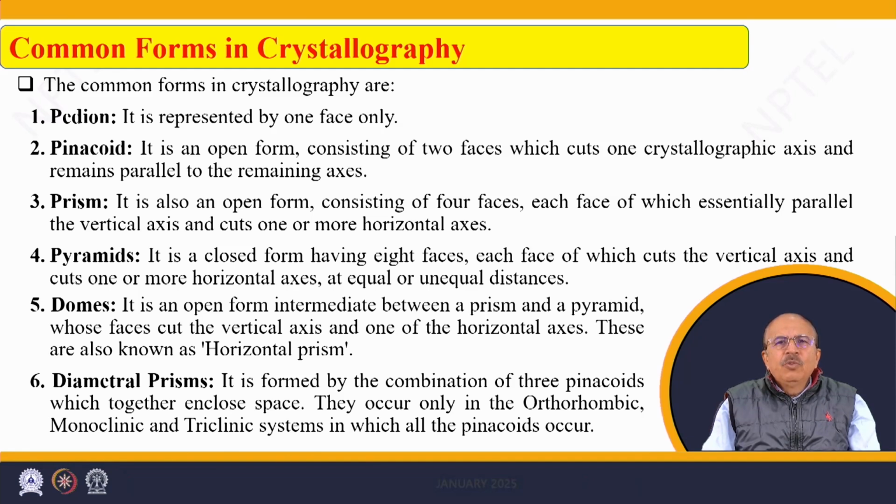Pyramids: it is a closed form having 8 faces, each face of which cuts the vertical axis and cuts one or more horizontal axes at equal or unequal distances. Domes: it is an open form intermediate between a prism and a pyramid whose faces cut the vertical axis and one of the horizontal axes. These are also known as horizontal prisms. Diametral prisms: it is formed by the combination of three pinacoids which together enclose space. They occur only in the orthorhombic, monoclinic and triclinic systems in which all the pinacoids occur.